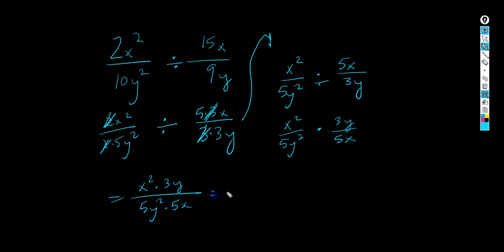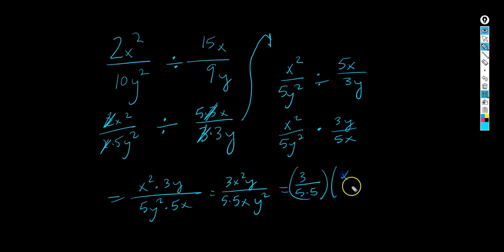Now I like to rearrange. Let's put all the numbers out the front and the letters in alphabetical order. So this will become 3 times x squared times y. And out the front here I'll have 5 times 5 x times y squared. And you can see, you can actually divide that into numbers and letters.